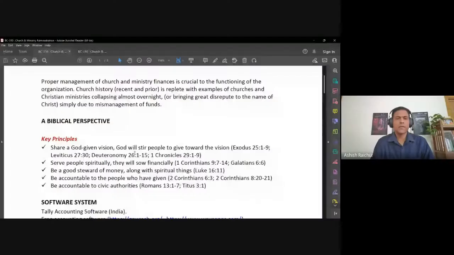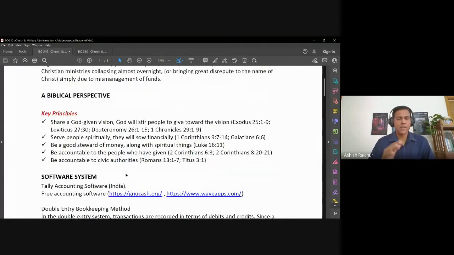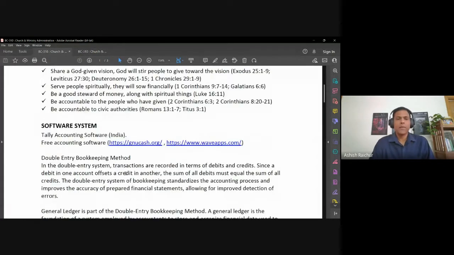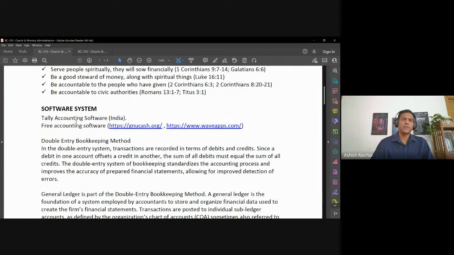So we looked at some of the key biblical principles that motivate our way of managing finances, generating and managing finances. Now let's get into some of the practical things, right? I would definitely encourage all of us to make use of an accounting software. Within India, we have Tally. It's a very commonly used accounting software. There would be others in different countries that help you stay compliant to the local regulations for reporting and so on. Tally helps us here in India.